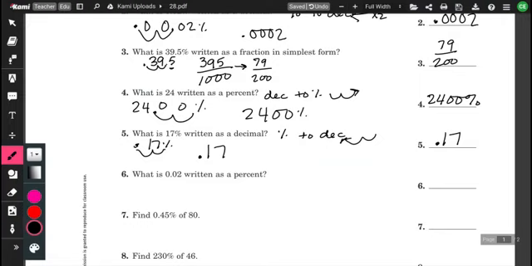All right, number 6, we have what is 0.02 written as a percent. Remember, you want to go from decimal to percent. You move right twice. So we have 0.02, move it twice, which will give us 2%.